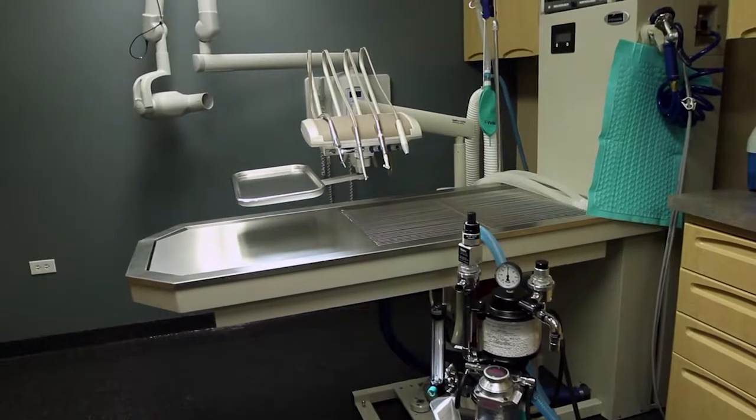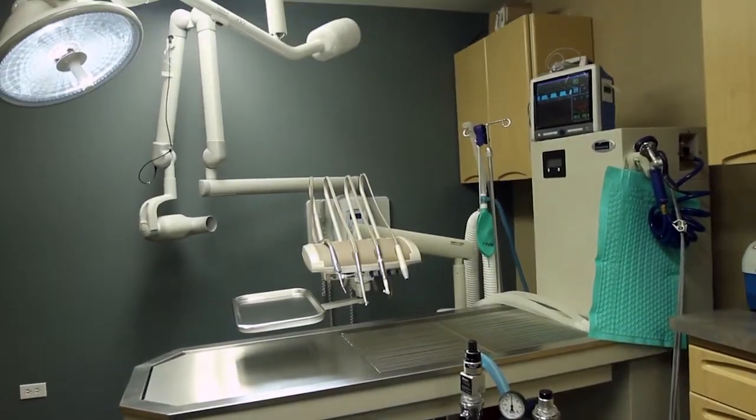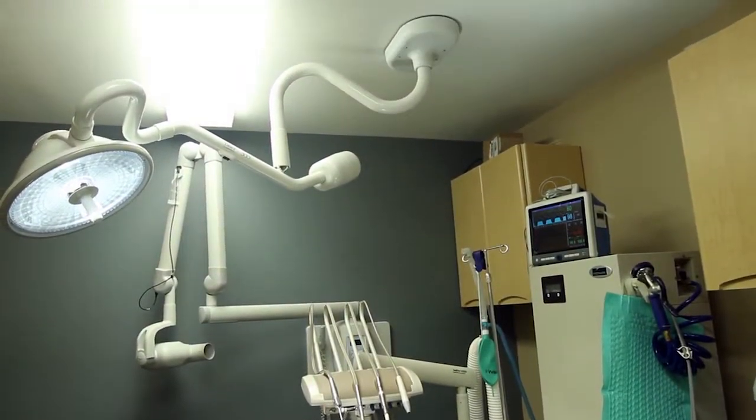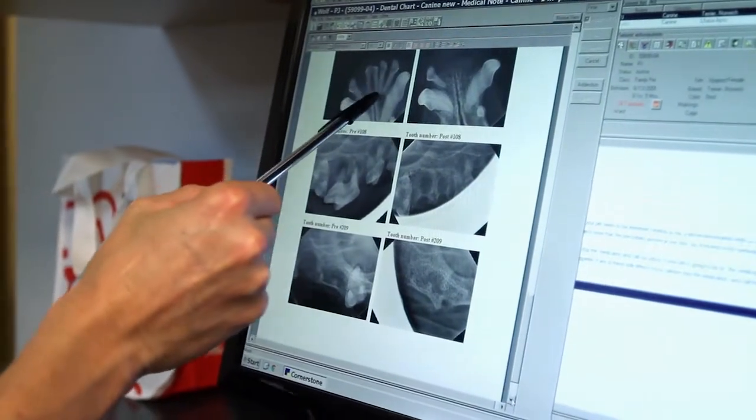For the advanced clinical training for the veterinarians, which is usually done on the second day of training, what we'll do is we'll go through radiography interpretation. It doesn't do any good to have a dental x-ray unit if it sits against the wall and you never use it. So we need to learn how to interpret radiographs so we can properly treat our patients.